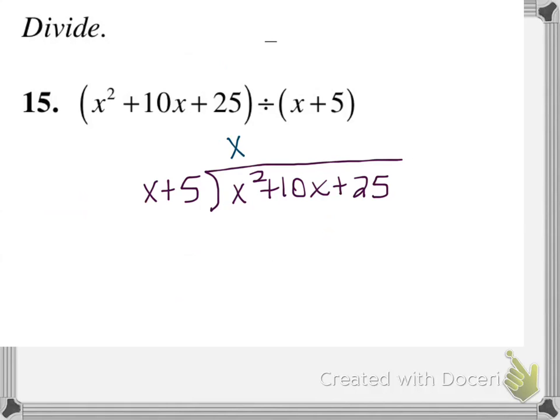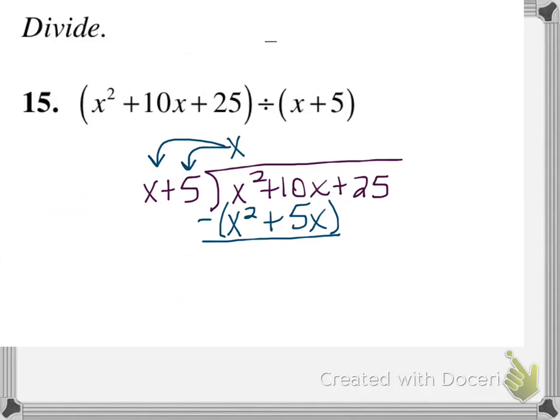So x, and then I'm going to take this x and I'm going to multiply it by everything in the divisor. x times x is x squared. x times 5 is 5x. And then just like in long division, you would multiply it throughout, and then you would subtract that, which we're going to do here.